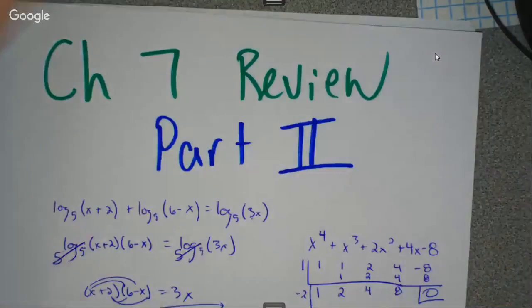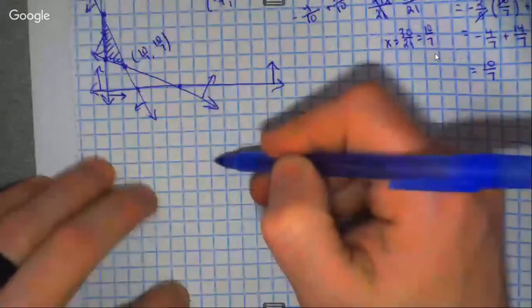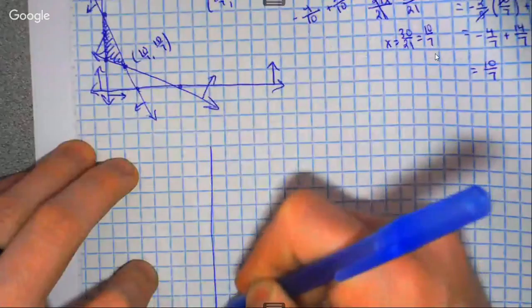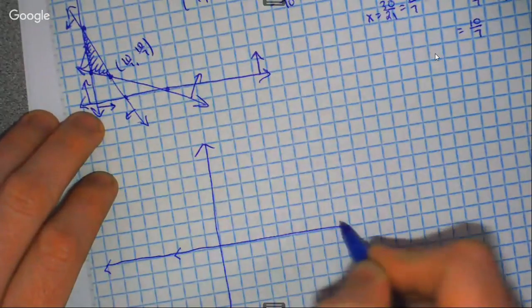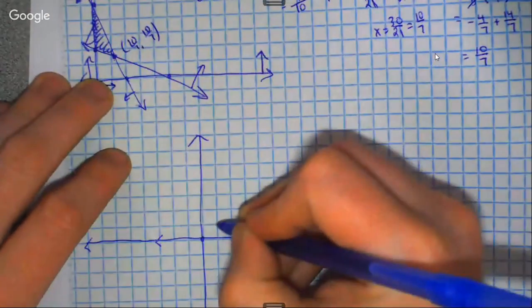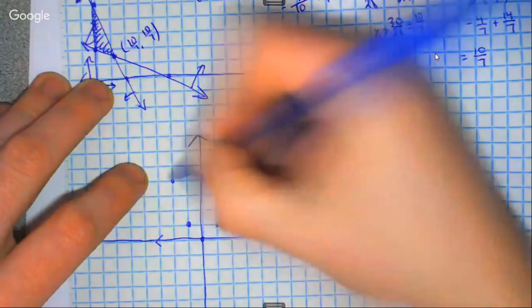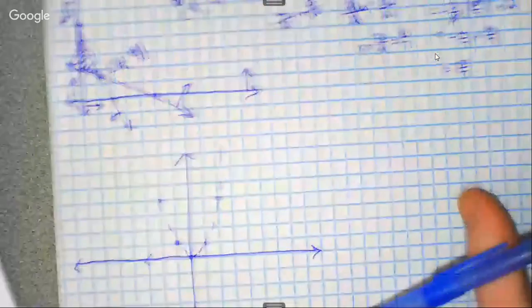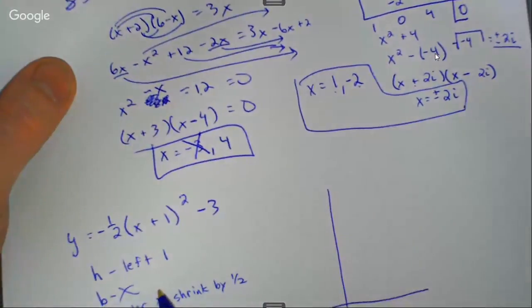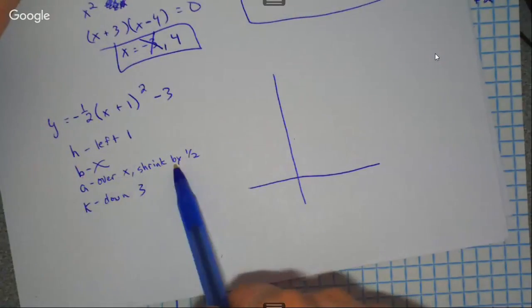Now let me use this graph paper here. So if we graph out this parent function, I'm at 0, 0, 1, 1, 2, 4. And then -1, 1, there. So here's your parent function. Now, what's happening with this parent function is that all the points are going left 1, like we said. They're going left 1, over the x, shrink by 1/2, and down 3.